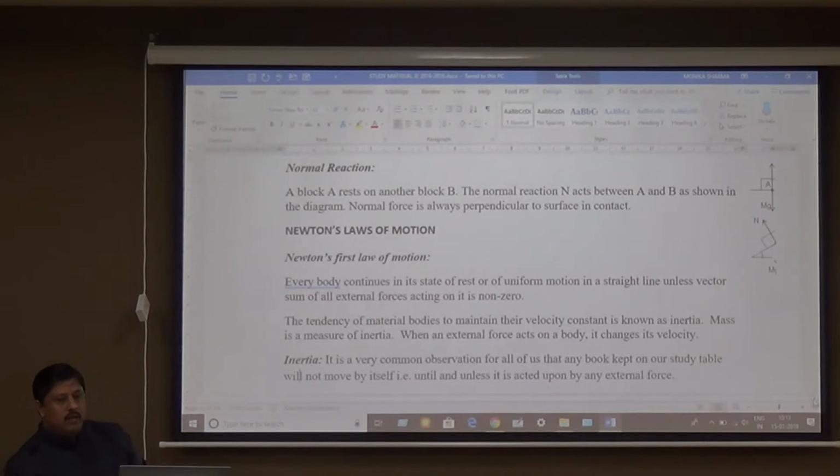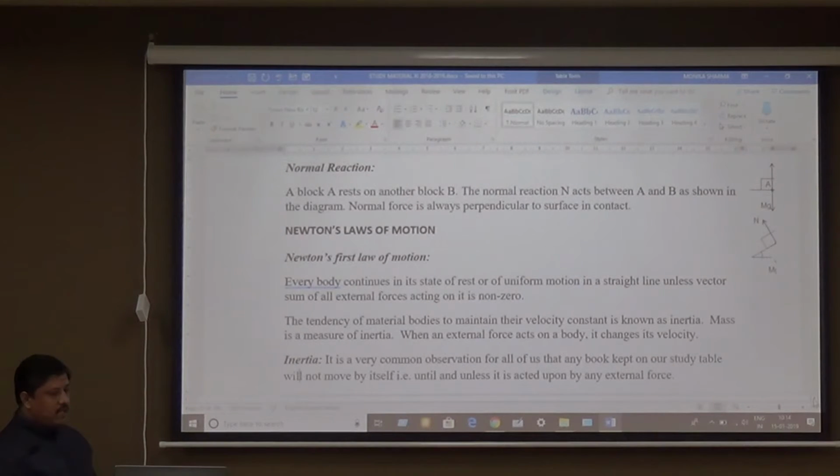You can see, when an object is kept on the table, it has a tendency to remain on the table. If a cycle is moving with constant velocity v, then it has a tendency to move with the same velocity. If you resist, it opposes the motion. So inertia is the inherent property of a body which always opposes the change in its state of rest or motion. Inertia is generally measured by the mass of the body. Inertia is directly proportional to the mass of the body.